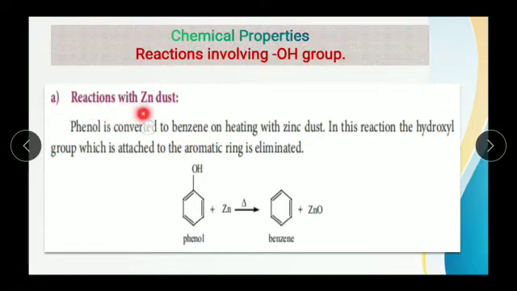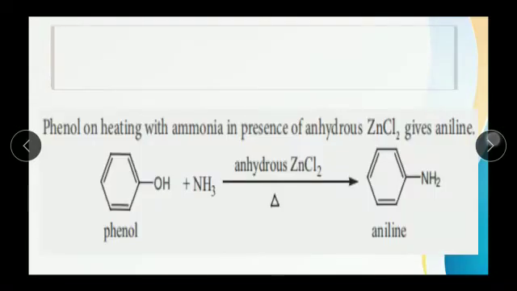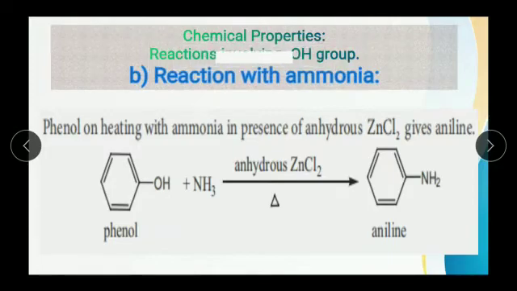Reaction with zinc dust. Phenol is converted to benzene on heating with zinc dust. If we treat the phenol with zinc dust, we are getting the benzene. In this reaction, the hydroxyl group, that is OH group, which is attached to the aromatic ring, is eliminated, and because of the elimination of OH from phenol, we are getting benzene, and also we are getting the byproduct ZnO.